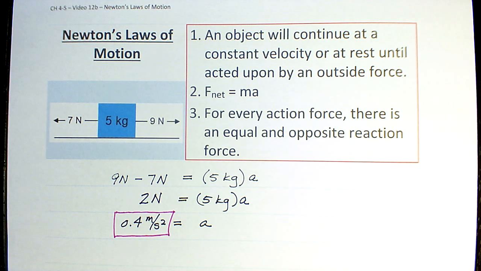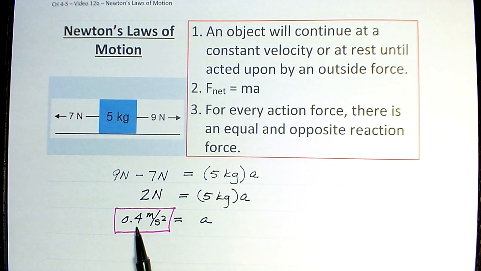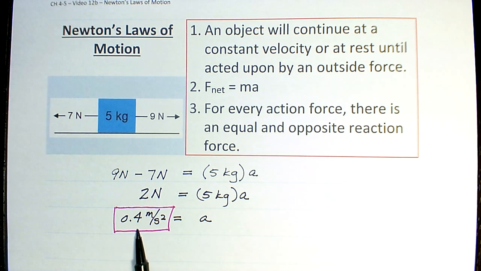And there's your final result. The block is accelerating at 0.4 meters per second squared, not moving at this speed, so this is not a velocity. This is often a source of confusion for students. In fact, we really don't know anything about the velocity of the object because we don't have an initial velocity, and that kind of leads to our next video.